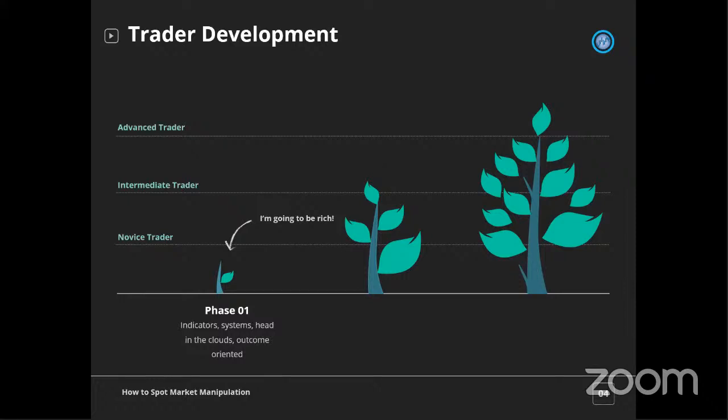Next thing is with systems, right? And I fell prey to all these things as well that I'm talking to you guys about. You want to buy some system, some black box that's going to make the money for you and trade for you. And this is just not the case.